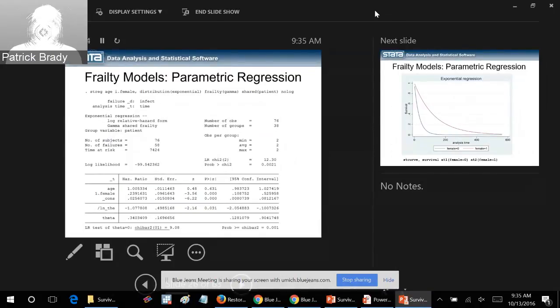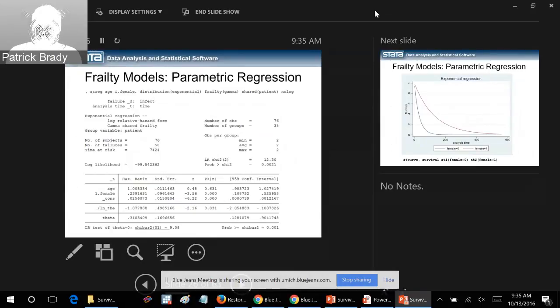But the syntax is going to be I still have to specify a distributional form, a functional form for my hazard rate. And then the frailty, I could specify here either gamma or inverse Gaussian. Just two different functional forms for how I want to take account of that correlation in my data. And then I still have the shared option, patient. So that's saying that the patients in my data set have some shared patient effect that I want to take into account. nolog just tells Stata to suppress the log likelihood, the iteration history.